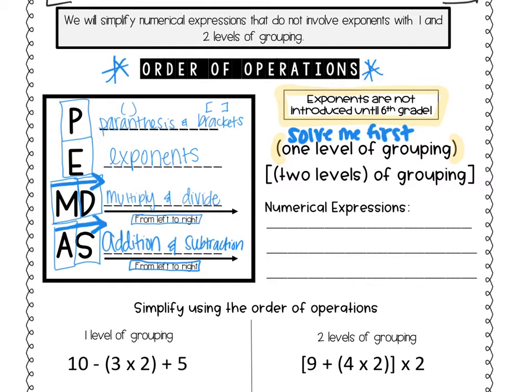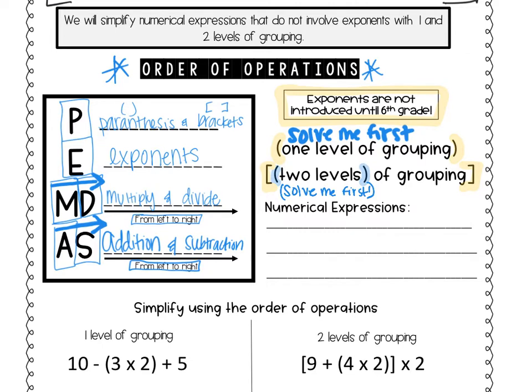So parentheses, we solve them first. And parentheses can be used for 1 level of grouping. And then we can have 2 levels of grouping. And in 2 levels of grouping, our parentheses are inside of brackets. And remember, our parentheses shout solve me first, even when they are inside of brackets. So you solve what's inside the parentheses first, and then you solve what's inside the brackets.